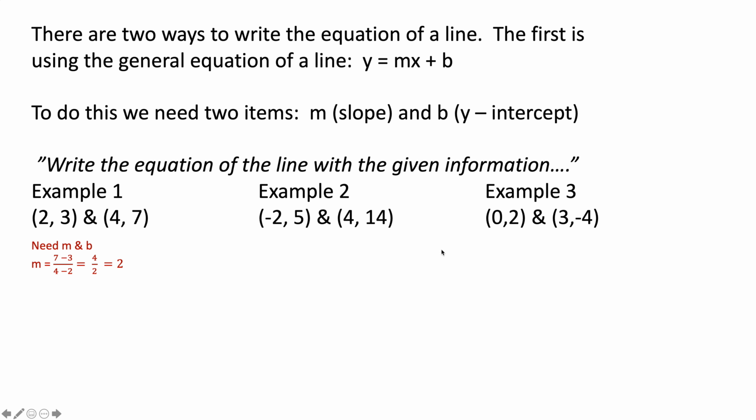Okay? So with example 1, the first thing I need is the slope and the y-intercept. Let me go through and get the slope. Remember, it's y2 minus y1. That's the y from the second point minus the y from the first over x2 minus x1, which is nothing more than a fancy way of saying the x from the second point minus the x from the first. So 7 minus 3 over 4 minus 2. I have to keep that order the same. That's what all those 2's and 1's in the subscripts mean. 7 minus 3 is 4, 4 minus 2 is 2, and I get 2 as my slope.